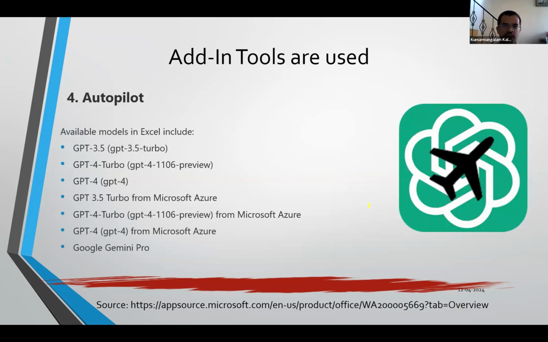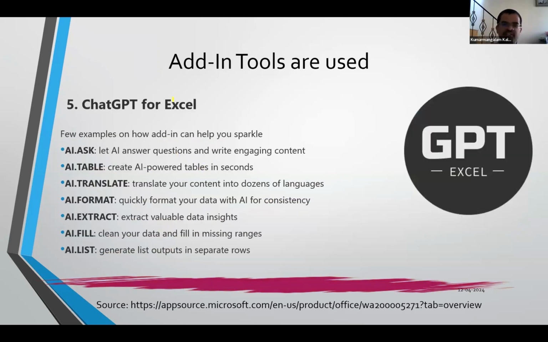Mainly, the most important toolpack is Autopilot. It is similar to Copilot, but Autopilot uses only GPT-4, whereas Copilot can be used in various versions. Here GPT-3.5 Turbo is available for free. It can be used similarly to Copilot in 2019 and above versions, even if you are not subscribed to 365. And mainly this is the add-in tool, ChatGPT for Excel.